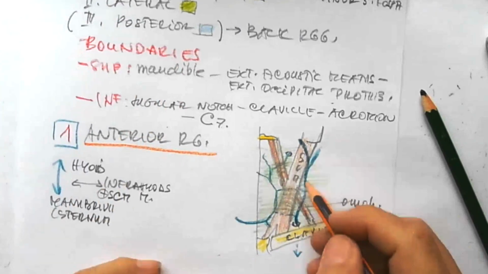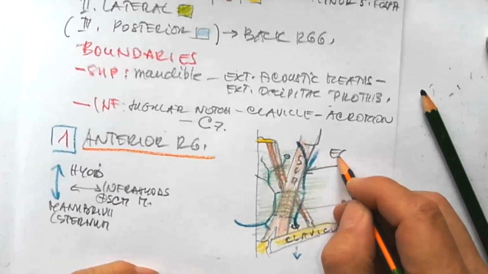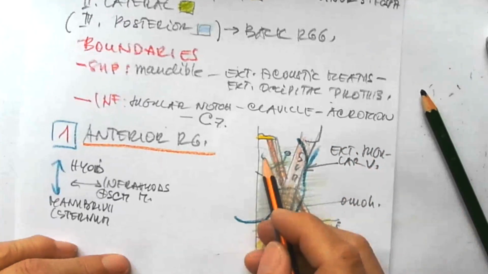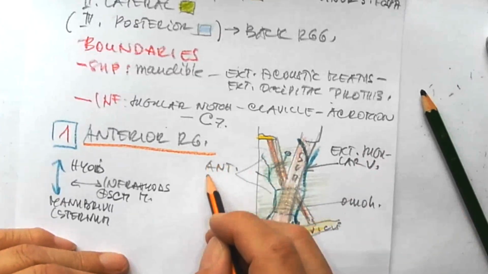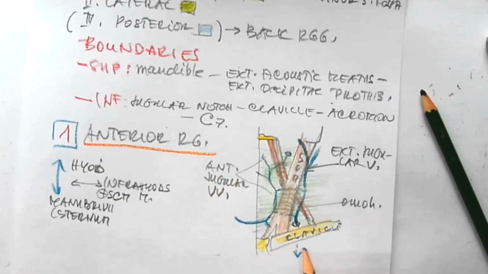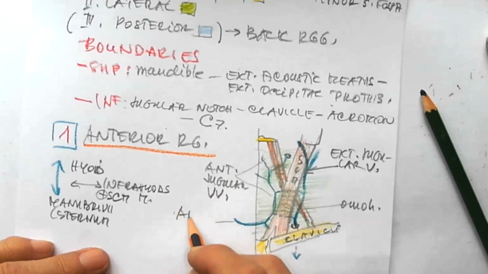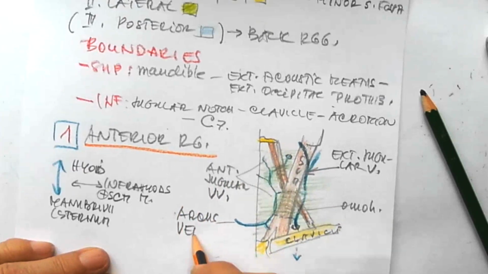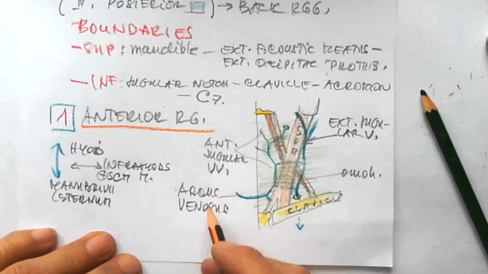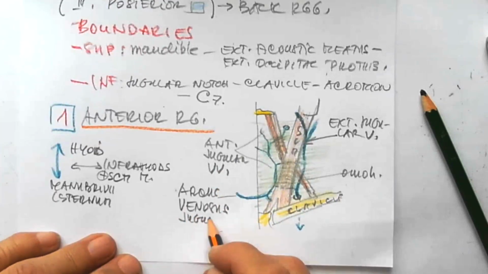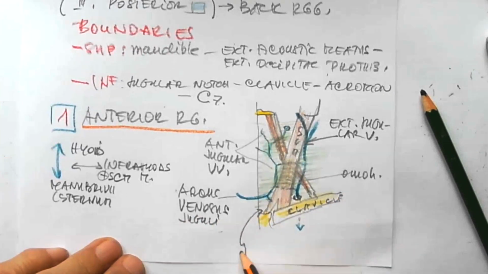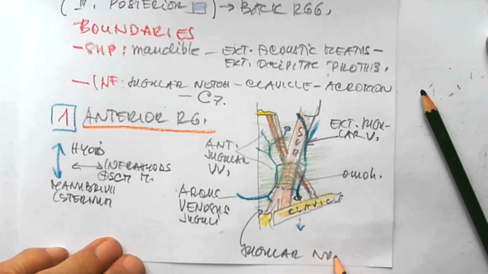So the names are, this is the external jugular vein. These are the anterior jugular veins, forming the venous arch, arcus venosus, or jugular arch, arcus venosus juguli. I'm also using the international name. And then here is the jugular notch. Why not add the jugular notch, fine.